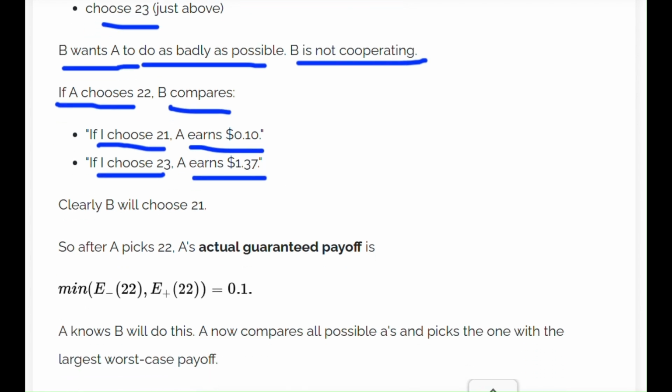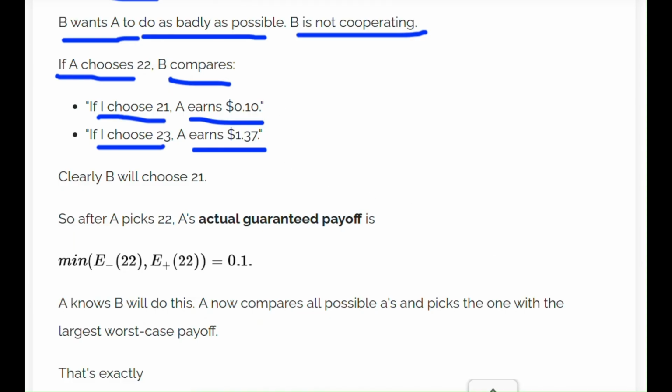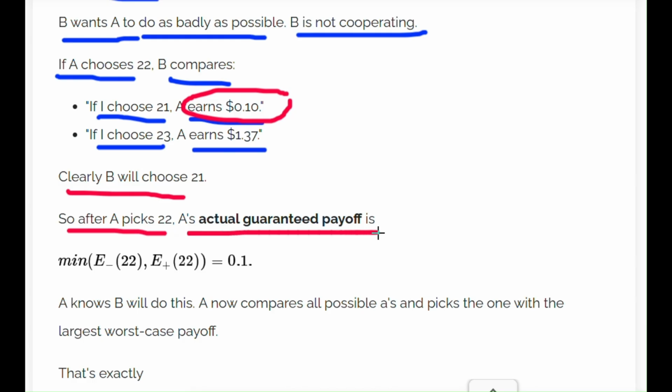So of course B would want A to earn as low as possible, so B would pick the option which minimizes A's earnings. So clearly B will choose 21. So after A picks 22, A's actual guaranteed payoff becomes the minimum of these two options, the minimum of expected payoff of E minus 22 and E plus 22, which is $0.1.